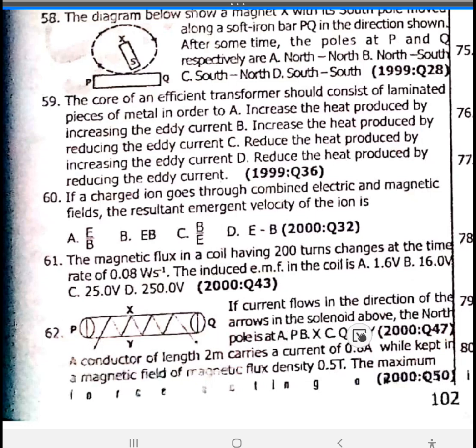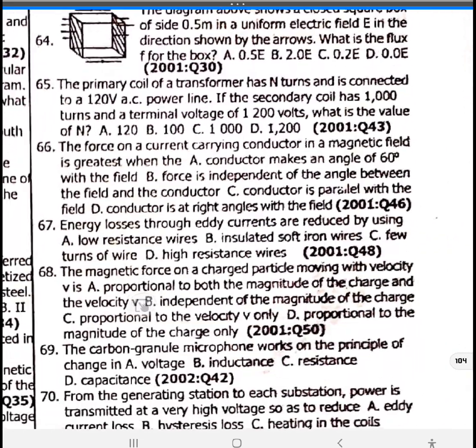61. If a current flows in the direction of the arrow in the solenoid above, the north pole is at the... The options were not even given. That's 62.